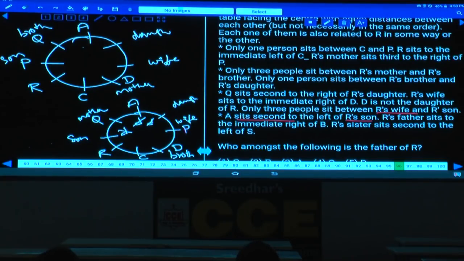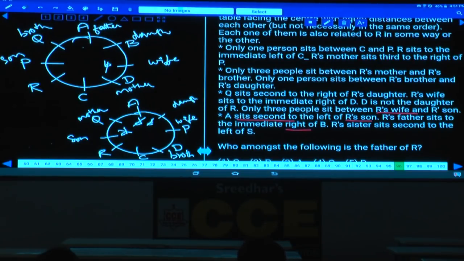R's father sits to the immediate right of B. Tell me where can this B be? Now, can B be at this place? Only two possibilities, out of which B cannot be here. If B is here, father must be at the immediate right, which is not possible. Hence, B must be here. If B is here, then what about A? A is the father. Done with this?